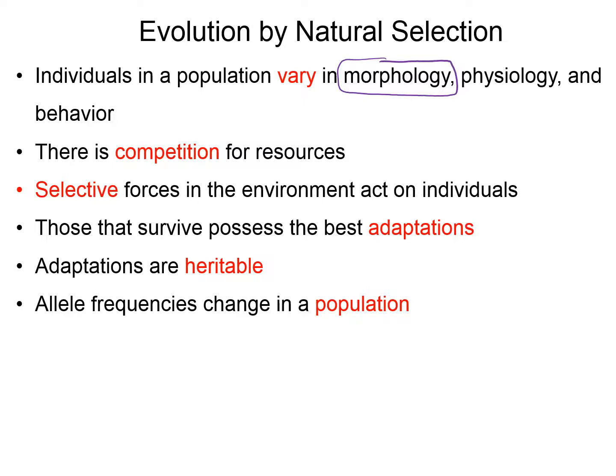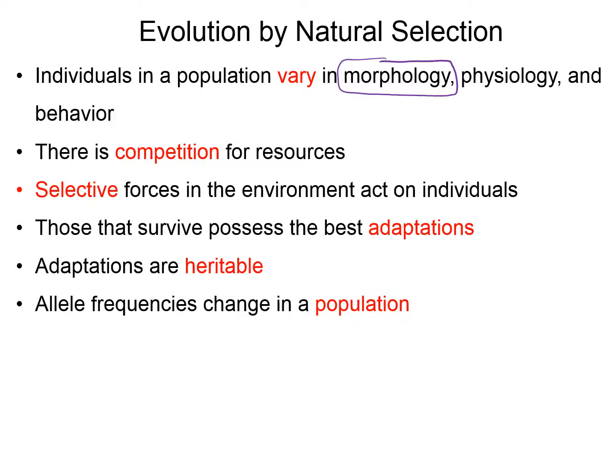There's competition for resources. We talked about competition in semester 1 when we looked at ecosystems and communities and populations. And so these moths are going to be competing with one another for space, for breeding partners, food, etc. The selective force in this particular case in the environment that acts on these individuals would be the predatory birds. They're going to swoop down and they're going to pick off the moths that are more readily visible.